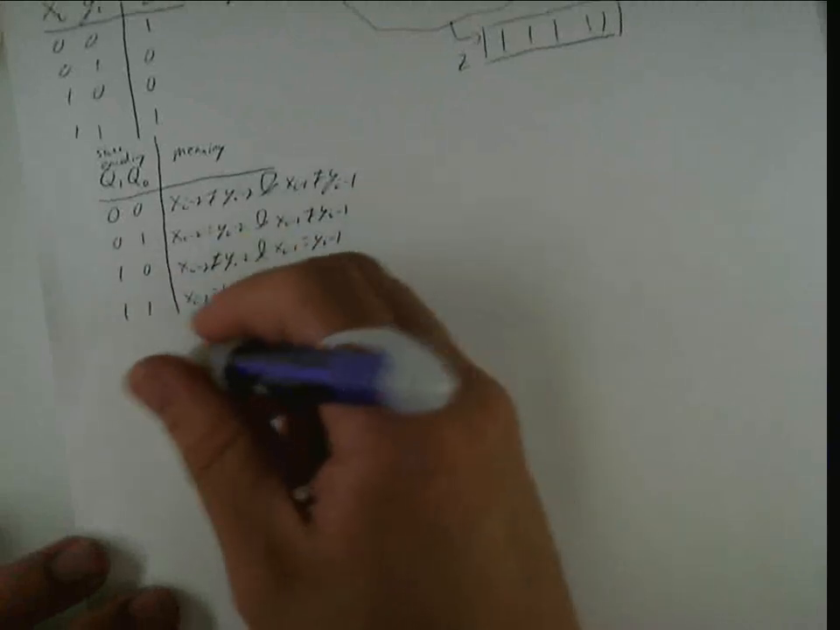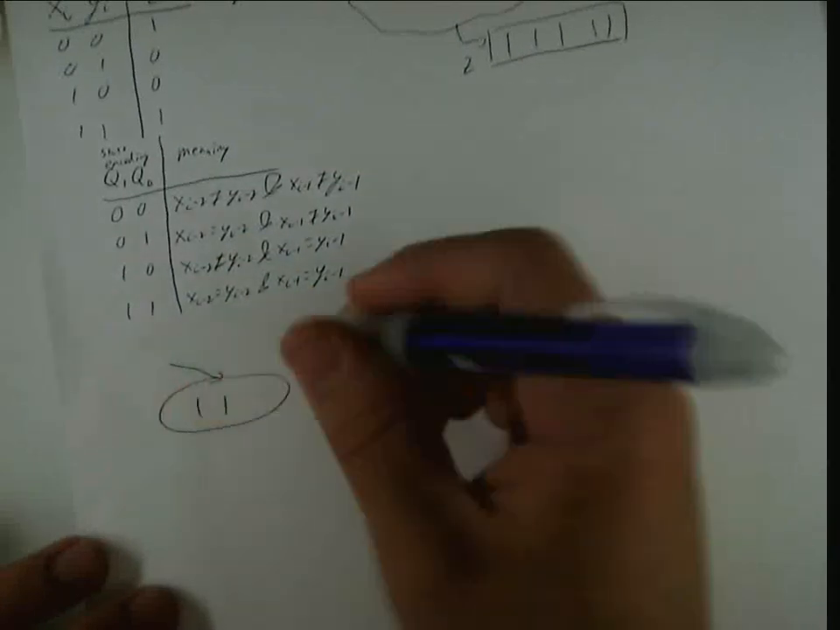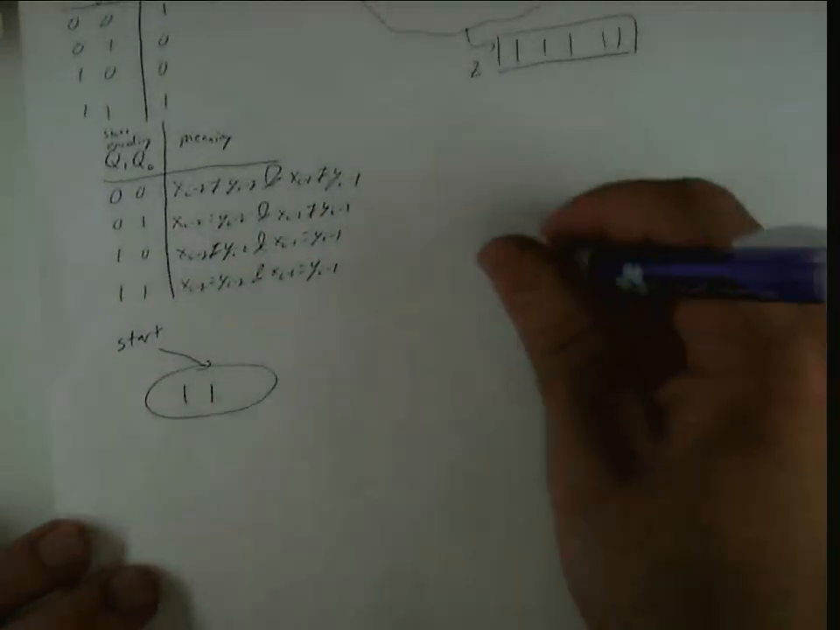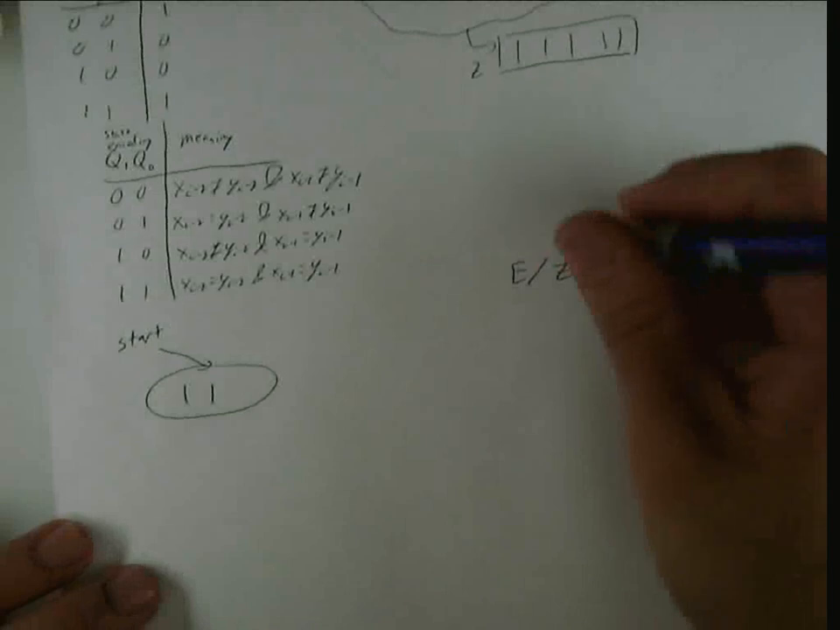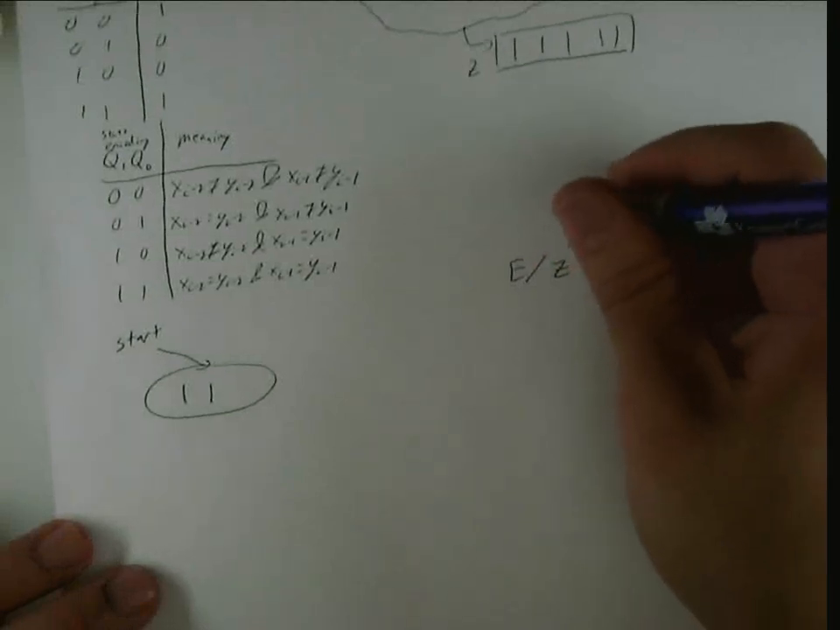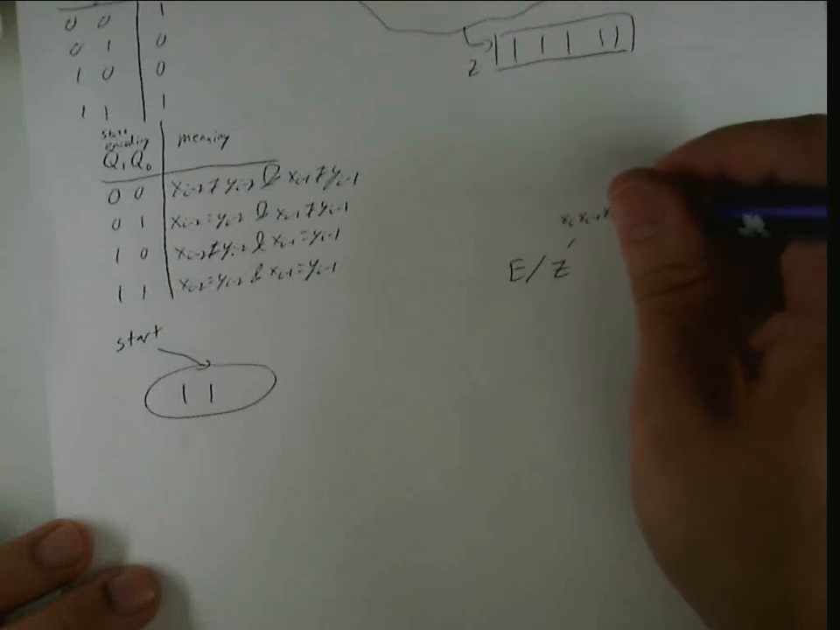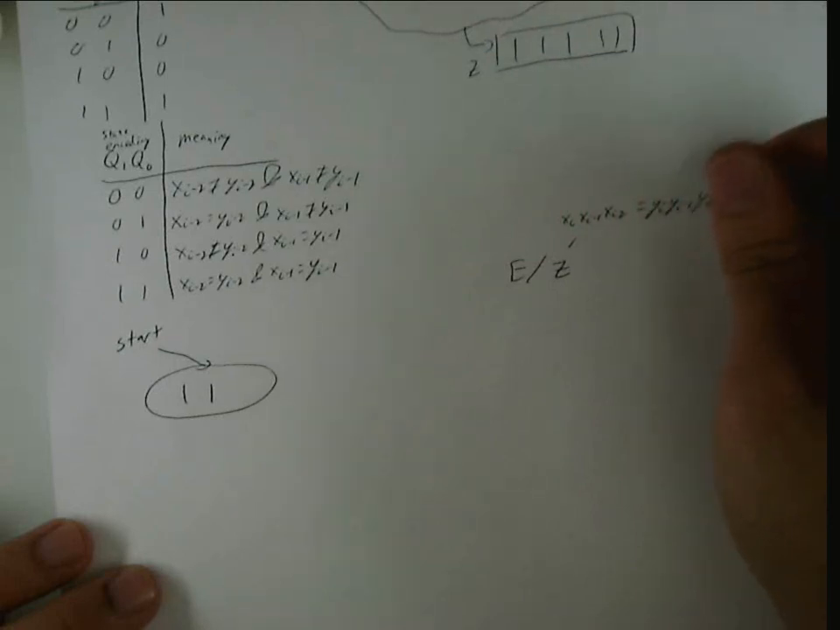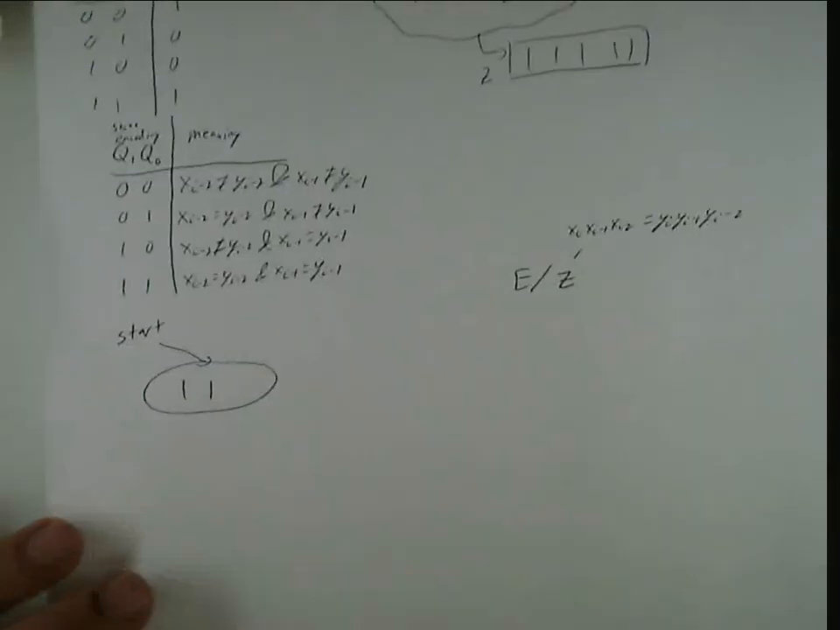And so basically I'm keeping track of all the information I need to know about the past. And so I'm going to want to start in state 1, 1. So I'm going to start here. And I'm going to define my input to be E, and my output is Z, and this is x sub I, x sub I minus 1, x sub I minus 2 equals y sub I minus 1, y sub I minus 2. And the input's defined up there.